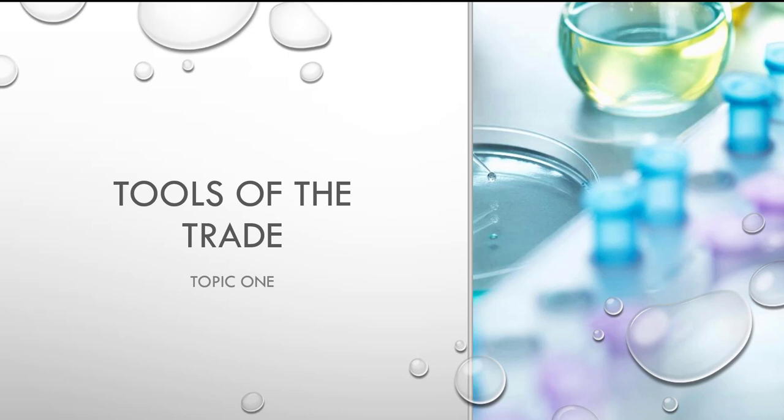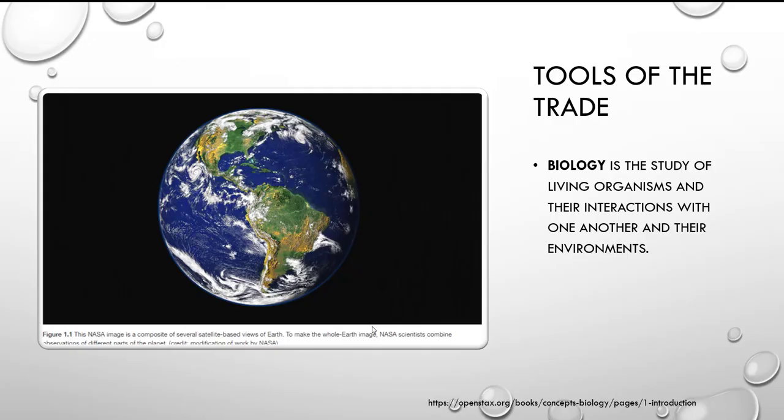So we're going to start off the course with this first topic. Topic 1, tools of the trade. And this particular topic, in the textbook it's divided into 3 sections. So this video covers the first section, the process of science. So we're going to start off this video looking at basically the process of science.